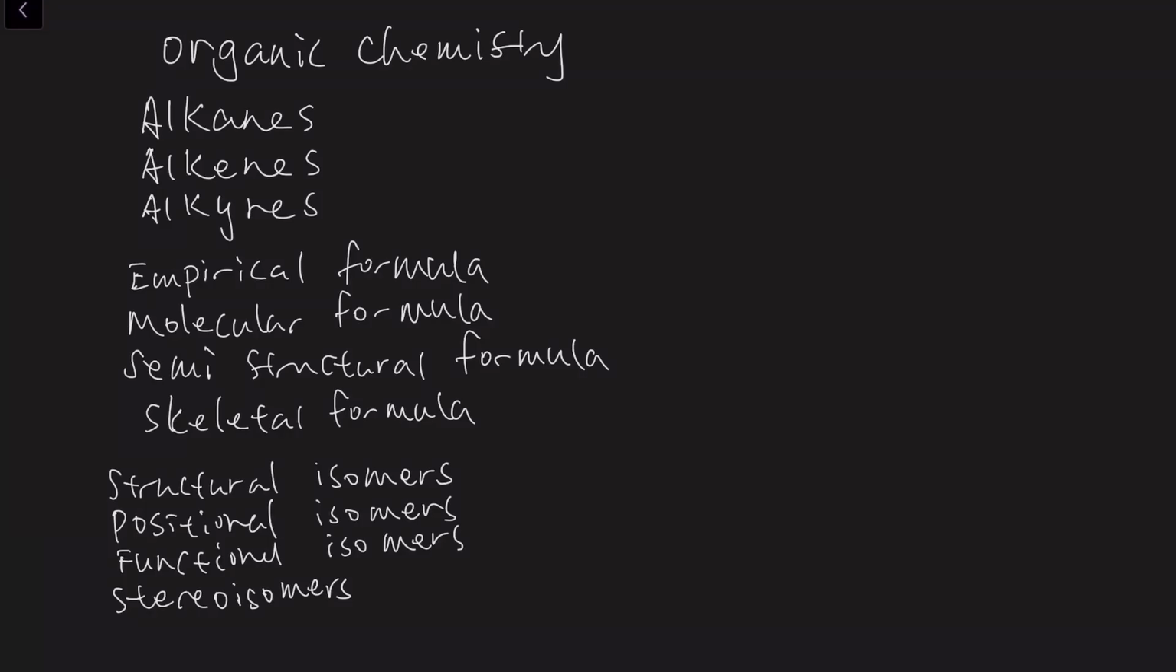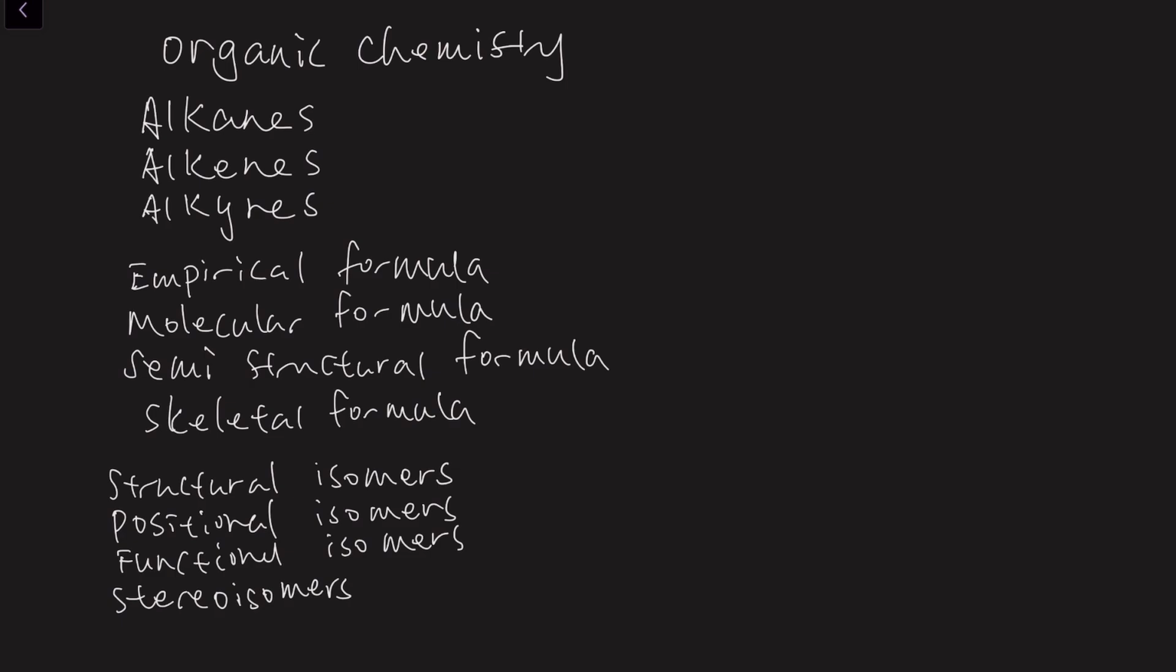In this video, we are going to talk about organic chemistry. This is the first of a series of videos relating to organic chemistry. We will firstly discuss some of the concepts like alkanes, alkenes, alkynes, as the simplest homologous series of hydrocarbons.